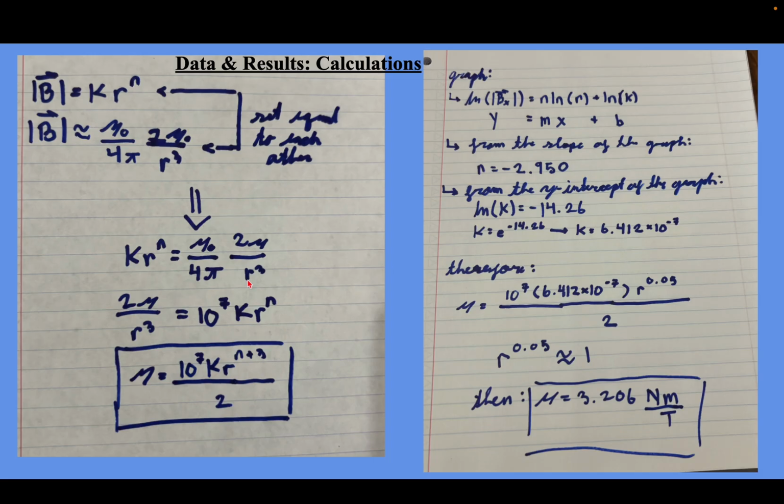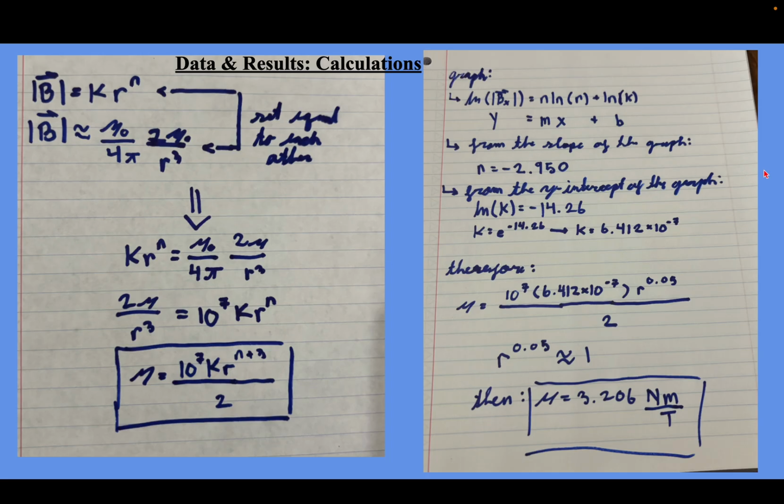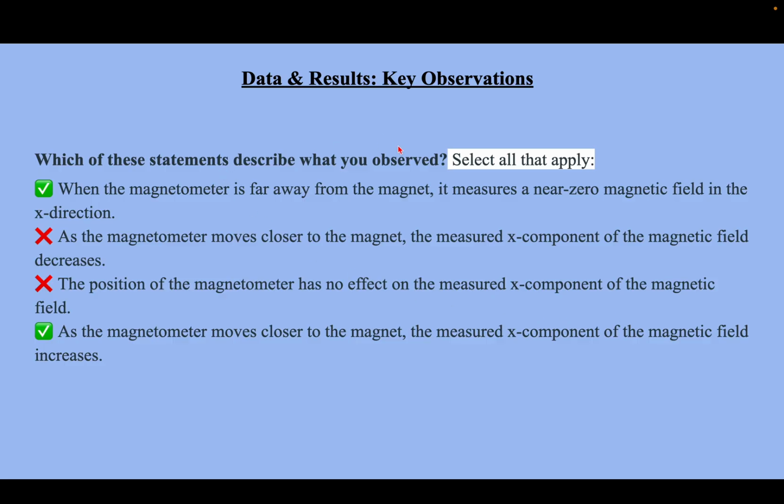This data was used to perform some calculations. Right here is just a derivation of a symbolic expression for mu, and using some of the data from the ln B versus ln r graph, an estimation for mu of 3.206 newtons per meter was obtained. So we determined that only the first and last observations were true.